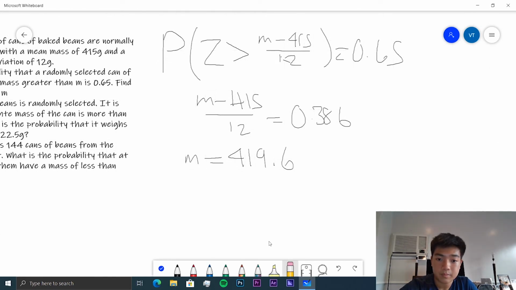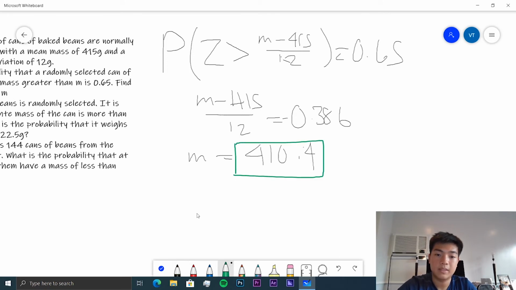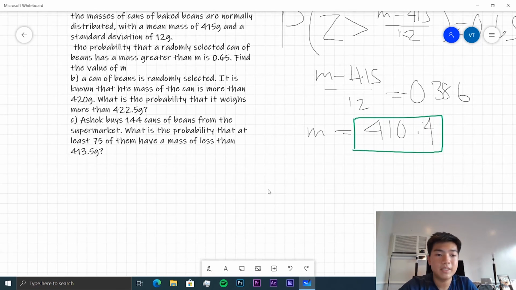So what we actually have here should be negative 0.386. So we have m is equal to negative 0.386 times 12, and so we have 415 minus this value, so we end up with 410.4 as the mass. Okay, next, a can of beans is randomly selected.